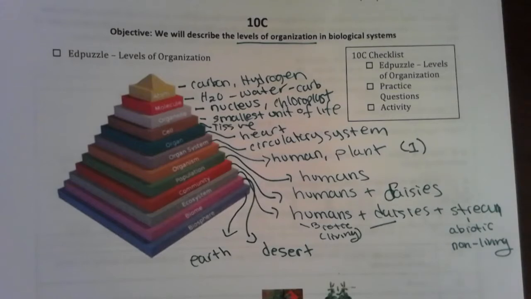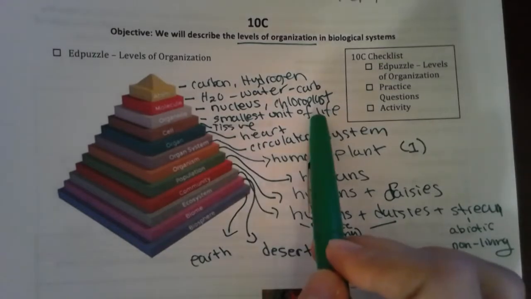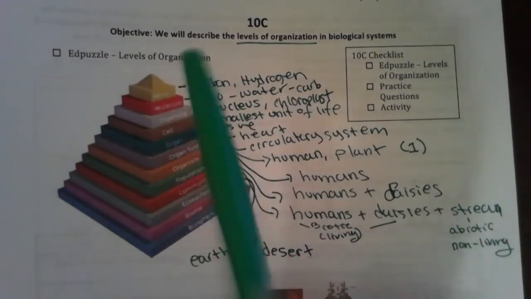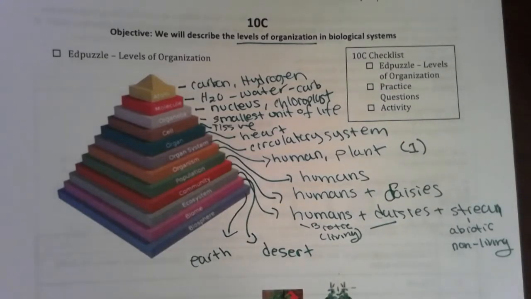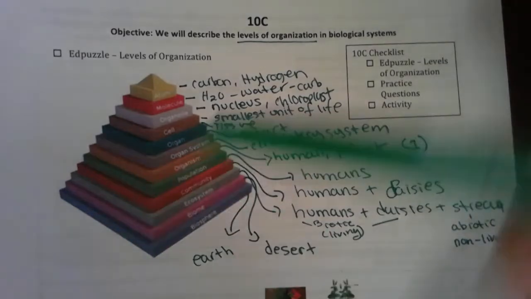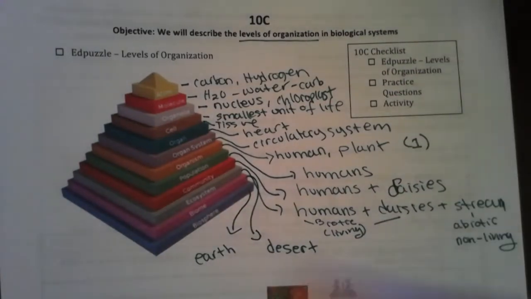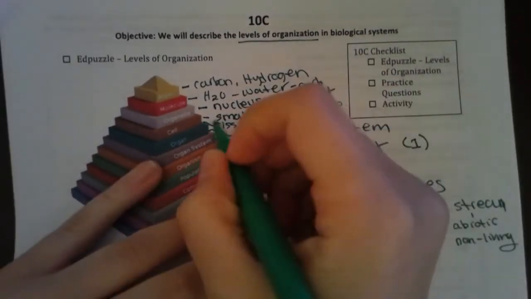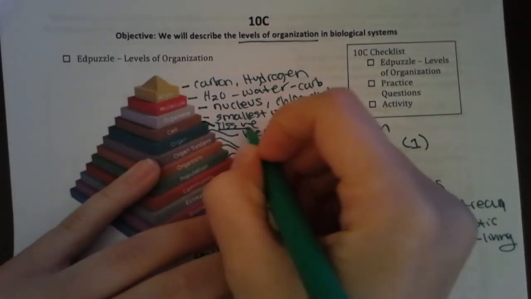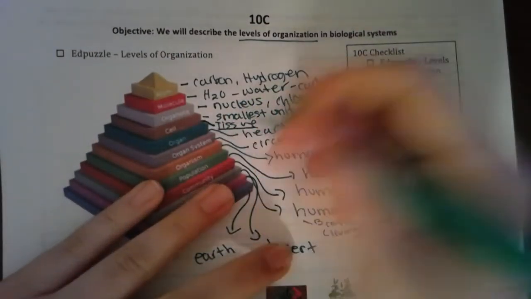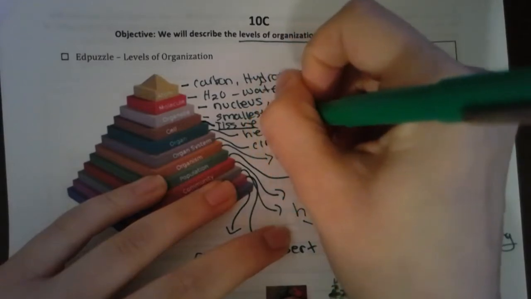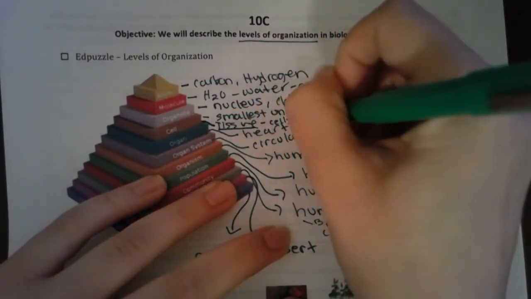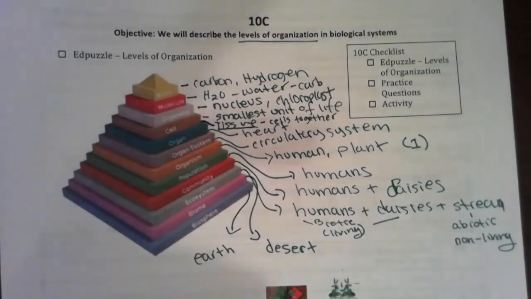So a cell is the smallest unit of life. So organelles, molecules, and atoms, they are not alive. But starting at a cell, cells are alive. Now, when we put cells together, we get tissue. This was a level that wasn't actually included in this pyramid. That's why I added it. So tissue is just cells together, working to perform the same function.